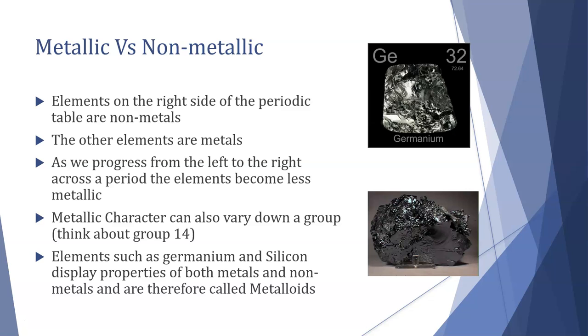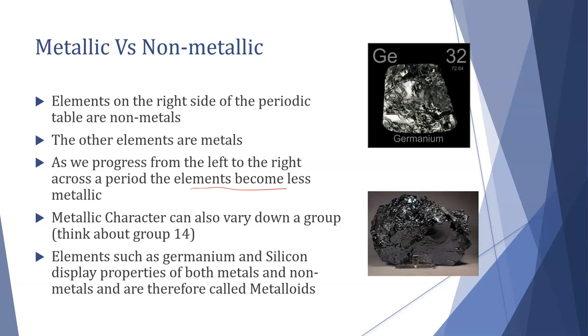Okay, so as we progress from left to right across the periodic table, the elements become less metallic. They are less likely to lose electrons to form positive ions as they react and are more likely to gain them. This idea of something being metallic or non-metallic is defined as metallic character, and the metallic character varies as we move from left to right across the periodic table, from metals to non-metals, and can vary down a group.